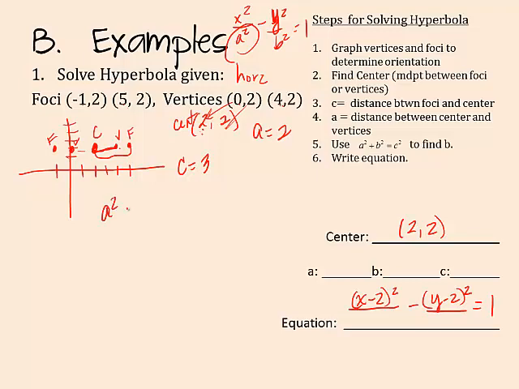Now I'm going to use the good old Pythagorean theorem to help me find what b is. If a squared is 4, plus b squared, c squared is 9, subtract 4, I get b squared is 5. That's all I need for this equation. Look, a squared is under the x squared term. So if a is 2, a squared is 4. b we just discovered is the square root of 5, so b squared is 5. And c we discovered is 3. That's what you need to do to finish these problems: figure out a, b, c, the center, and then plug them into the equation correctly.